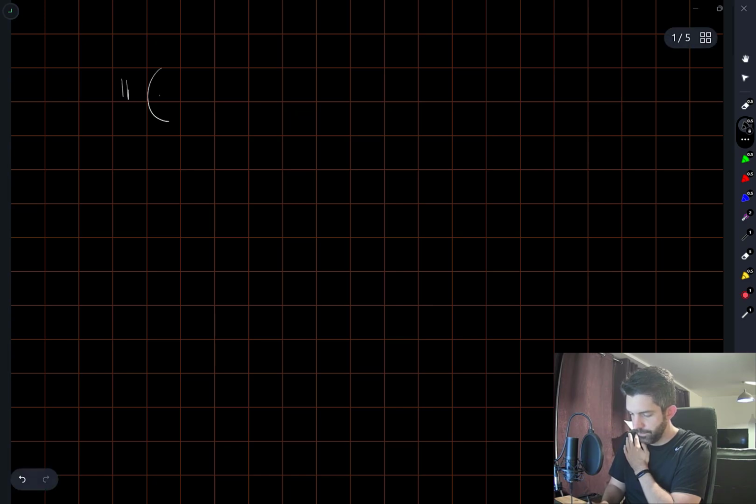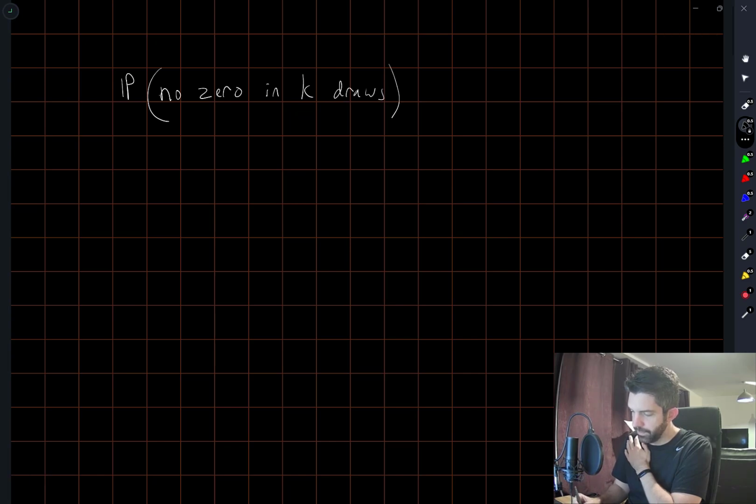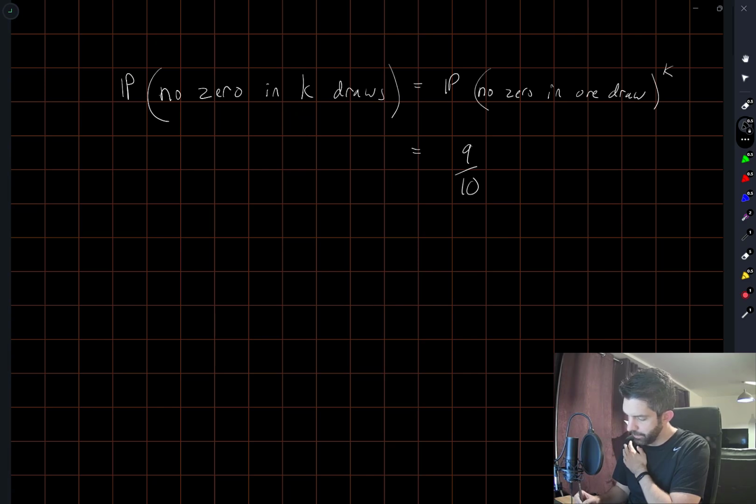How do I want to write this? Well, I'll write the whole thing. The probability of no 0 in K draws. It doesn't specify, but I'm assuming the draws are independent and uniform. This is going to be the probability of no 0 in one draw raised to the power of K by independence. There are 9 digits out of the 10 which are not equal to 0, so the probability of not drawing a 0 is 9 out of 10. We raise that to the K.